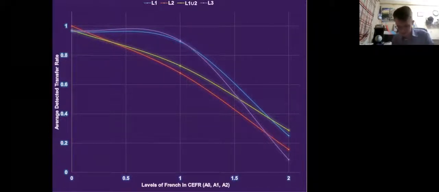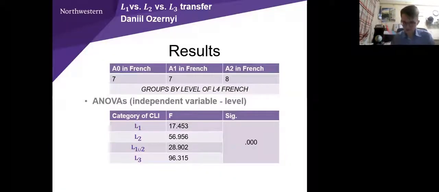Having seen evidence for the transfer, the next step was to ascertain whether it was indeed level that accounted for the plummeting rates of transfer. So four ANOVAs were run with level as the independent variable, and they all show significant correlation between level and transfer scores for every category of cross-linguistic influence.